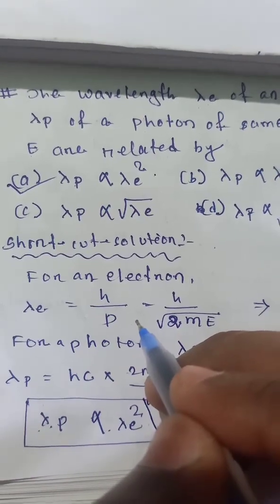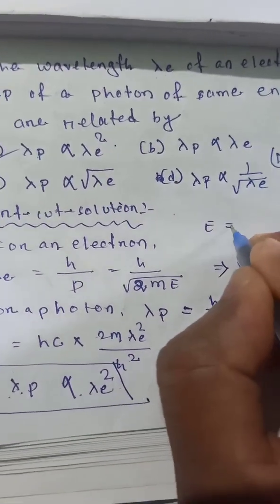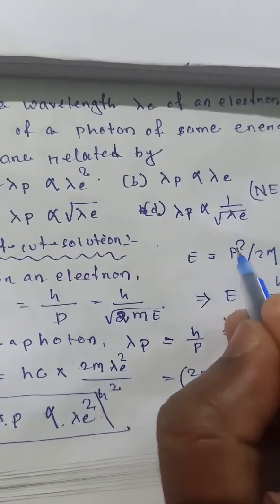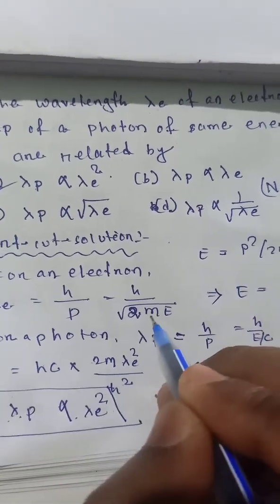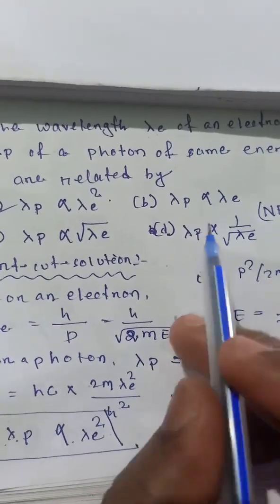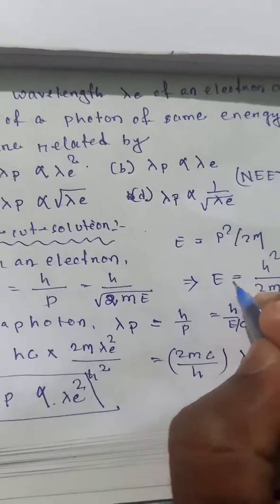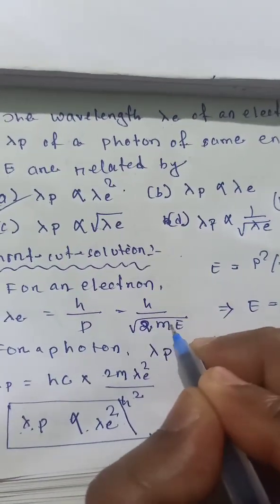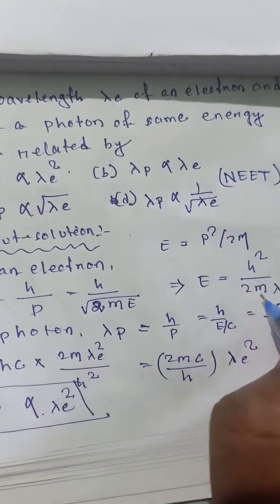According to the non-relativistic condition, energy is equal to p squared by 2m, so p squared is equal to 2mE, or p equals root over 2mE. In case of the same energy, the energies remain the same. Now we separate the E term by squaring on both sides, so lambda_e squared equals h squared by 2mE, so E is equal to h squared divided by 2m lambda_e squared.